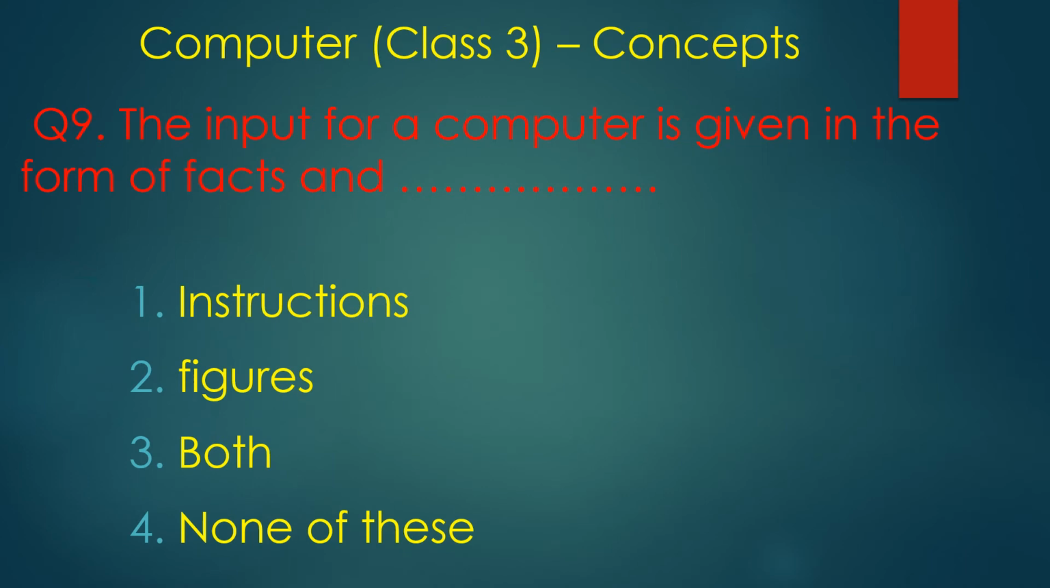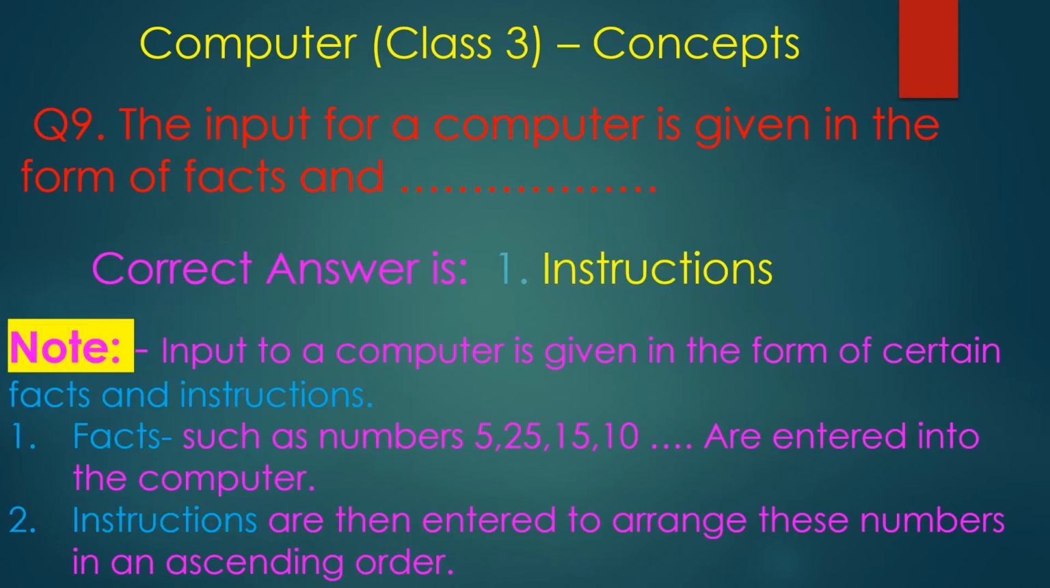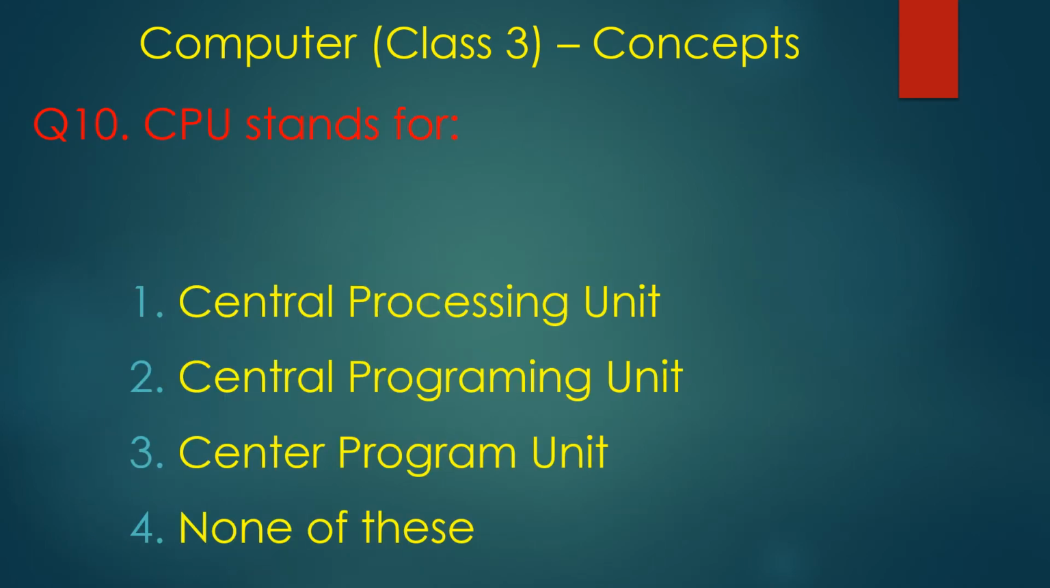The input for a computer is given in the form of fact and dash. Instruction, figure, both, none of these. Instruction. Input to a computer is given in the form of certain facts and instructions. Facts such as the numbers 5, 2, 5 you put into the computer, and instructions that you enter to arrange the numbers in ascending order.